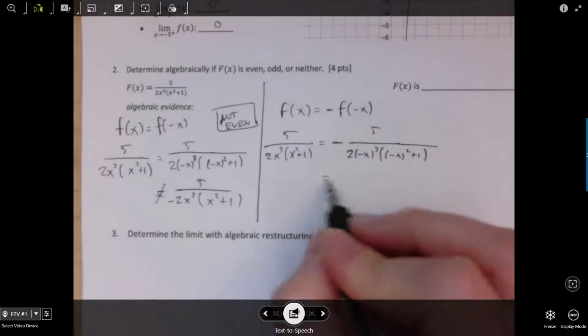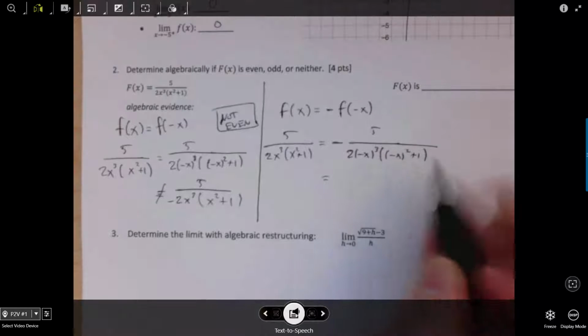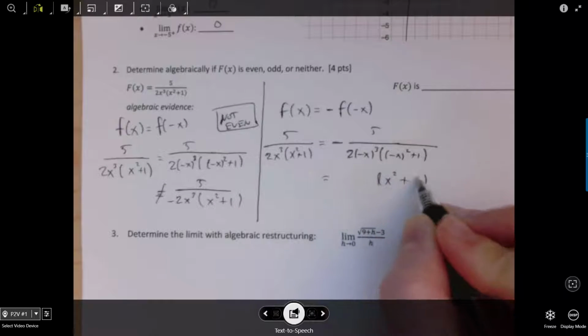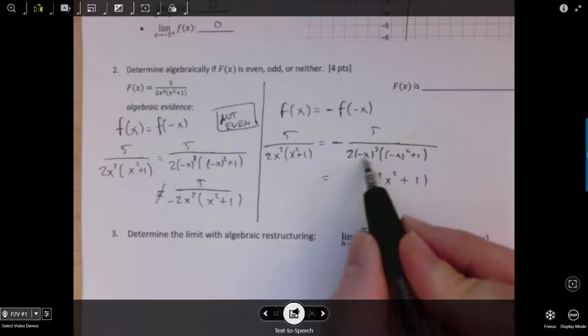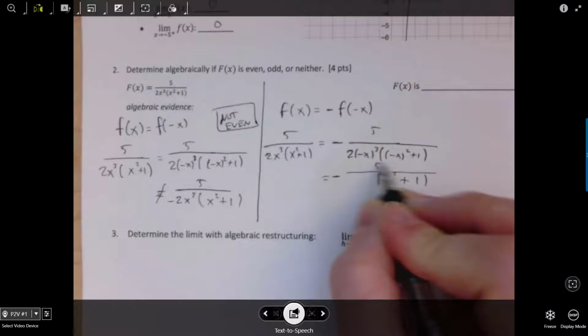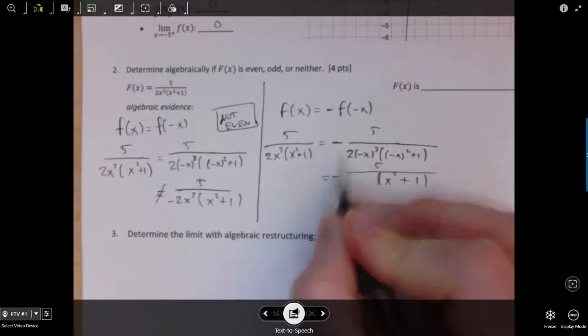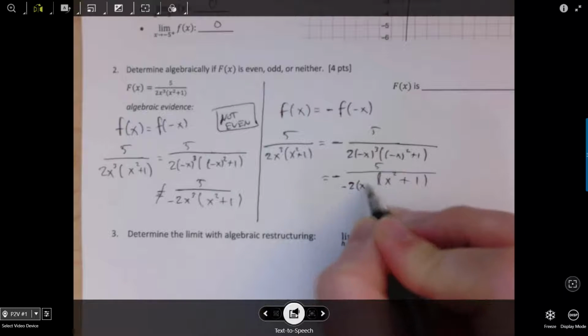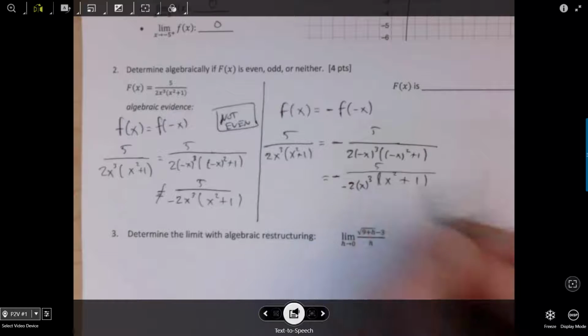So just like last time, this -x that's being squared, the negative signs cancel each other out. Here I've got 3 negative x's, so that brings the negative to the outside. So I've got this negative here, and then I've got -x cubed.